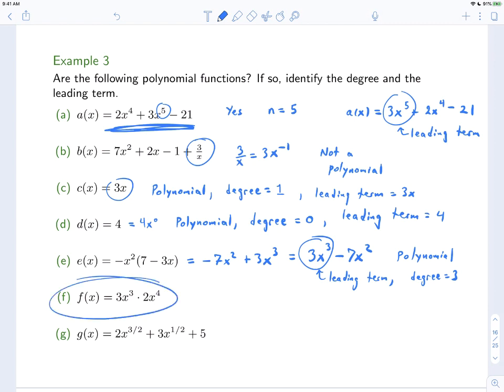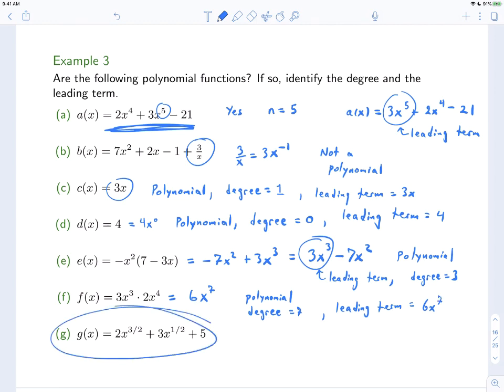Okay, what about f? f of x is 3x cubed times 2x to the 4. Well, we can simplify this. 3 times 2 is 6, times x to the 3 plus 4, which is 7. This is a polynomial. It's a power function where the exponent is a positive integer. The degree is 7. And again, there's only one term, so the leading term is 6x to the 7.